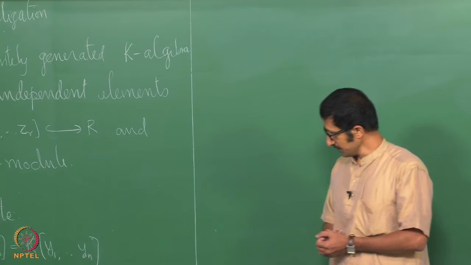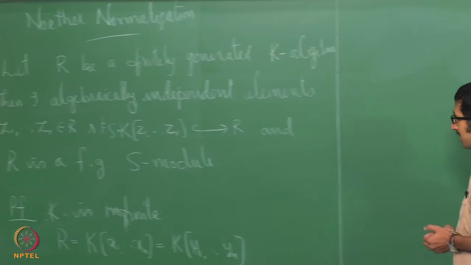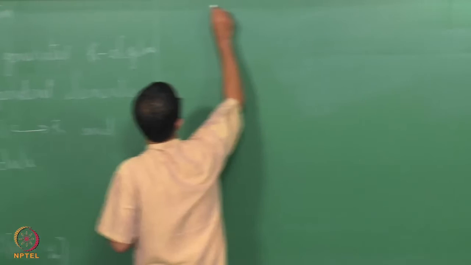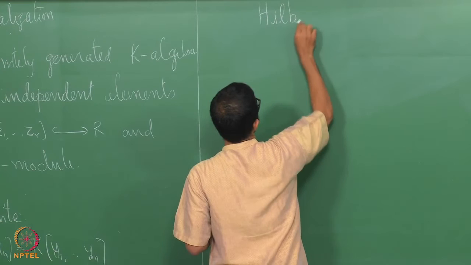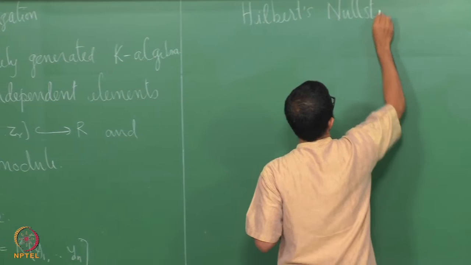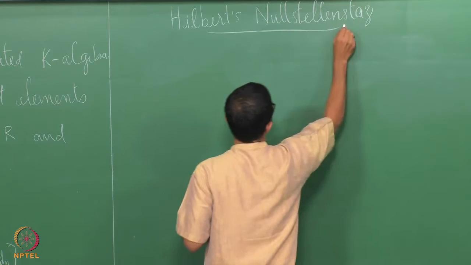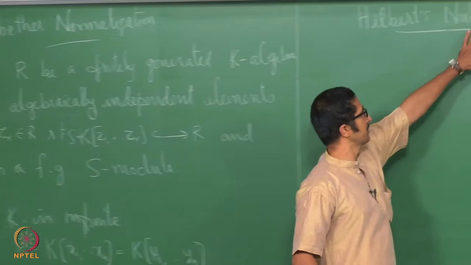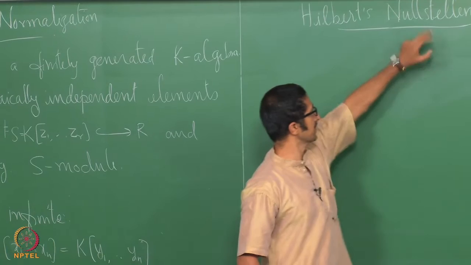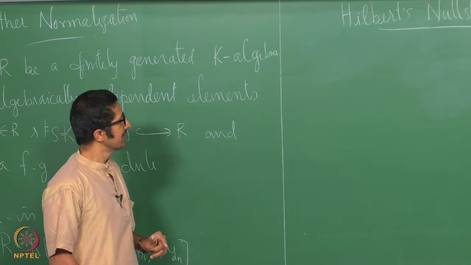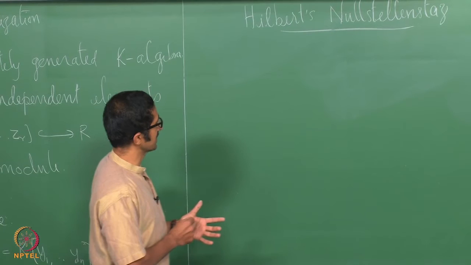As a corollary to the Noether normalization lemma, we prove Hilbert's Nullstellensatz. Nullstellensatz is a German word meaning theorem of zeros. There are three forms; we will be discussing three forms of the Nullstellensatz.